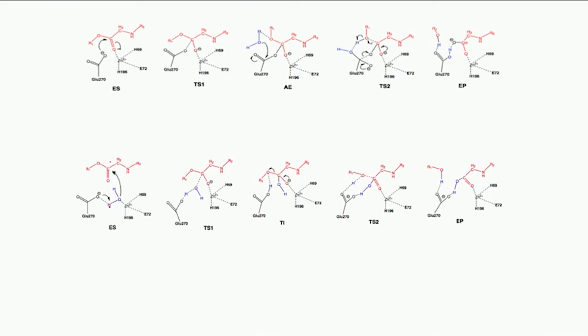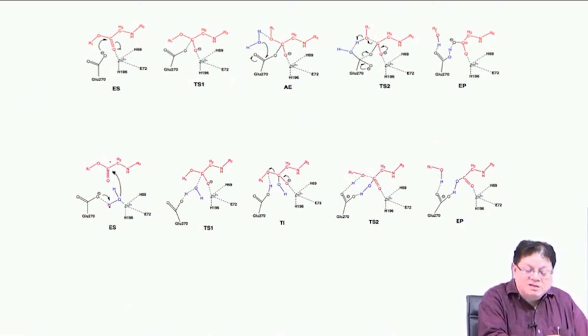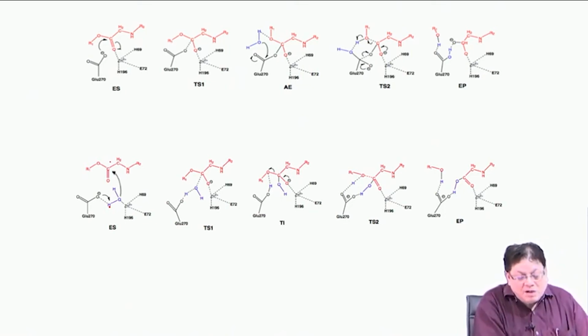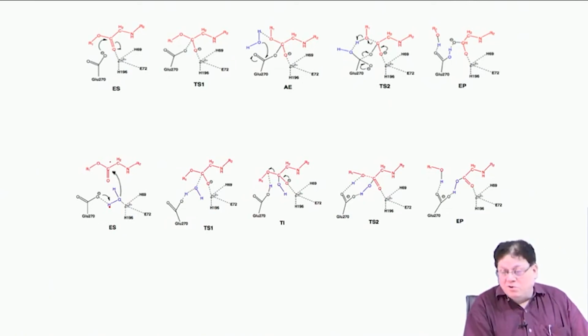There are two mechanisms I have shown. In one case, the glutamate directly attacks and the carbonyl is stabilized by zinc. In the other case, there is no glutamate attack on the carbonyl; the water directly attacks the carbonyl, but here zinc and glutamate actually cooperate mutually to activate the water to make hydroxide.